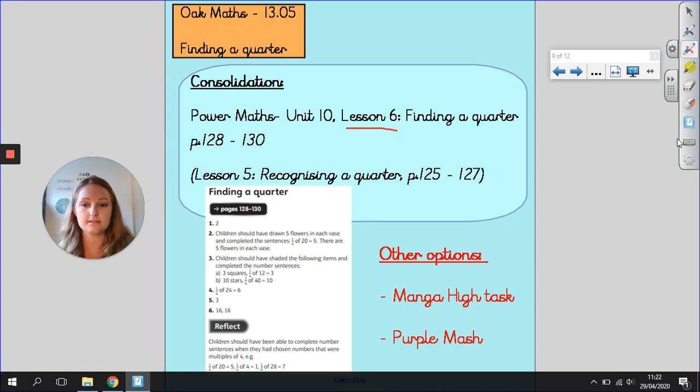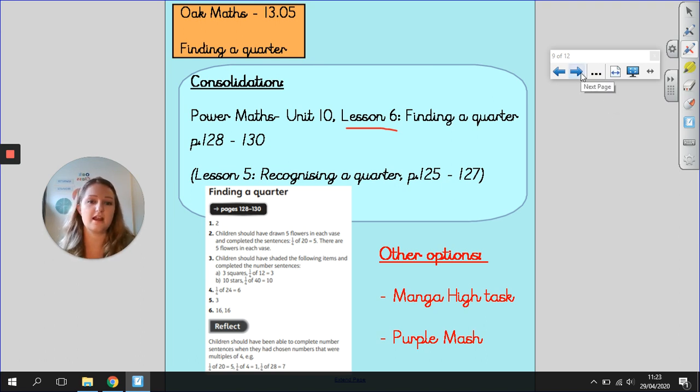Okay, so they're the answers for finding 1/4. So you can pause the video to mark or carry on watching for some challenges. Other options for things you could complete relating to quarters is the task I've set you on Manga High, and there's also some Purple Mash activities related to finding halves and quarters.